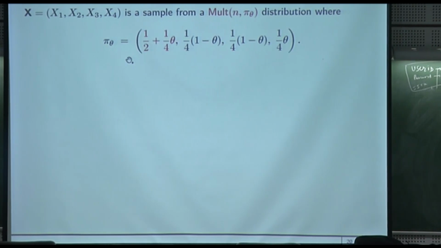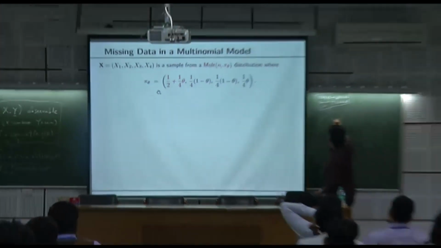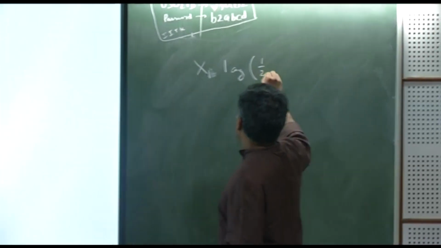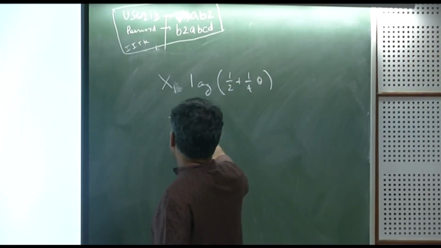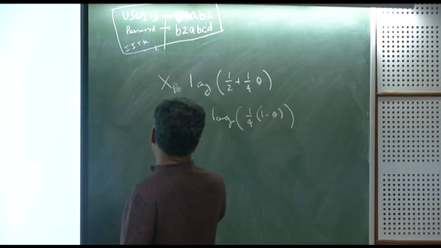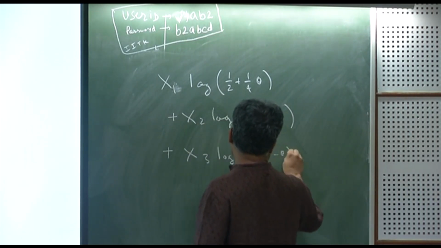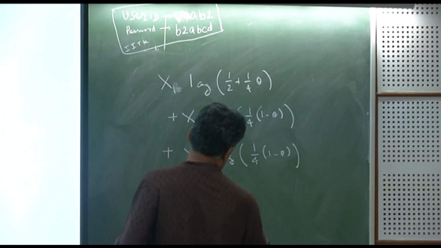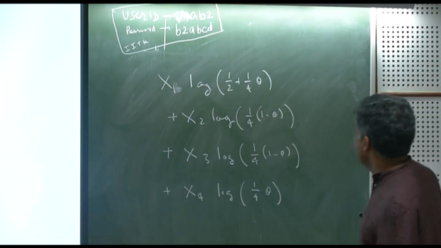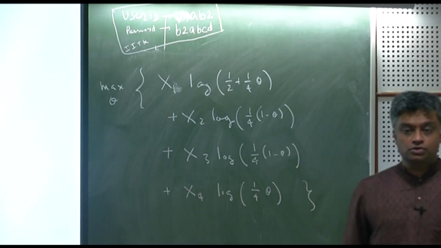And the reason I want to write it out is because I want to ask you to see how we can split this. So the log likelihood would be x1 log of 1/2 plus 1/4 theta, plus x2 log of 1/4 (1 minus theta), plus x3 log of 1/4 (1 minus theta), plus x4 log of 1/4 theta. Right? This is what the quantity is going to be, and I want to maximize this with respect to theta. That's the optimization problem that I want to solve. Okay?